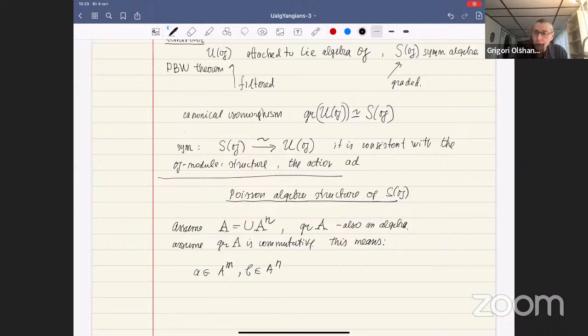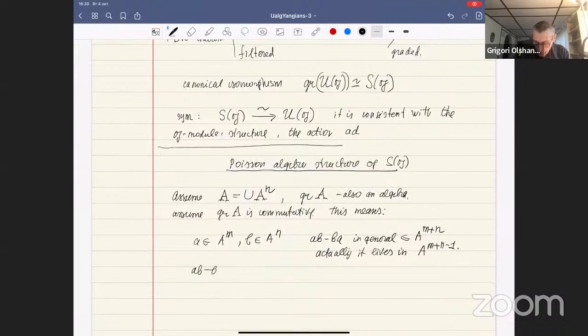And we assume the commutativity just means if you take the commutator AB minus BA, which in general belongs to this subspace, but actually it lives in this subspace. So AB minus BA equals 0 modulo. And this just means that the graded algebra is commutative.